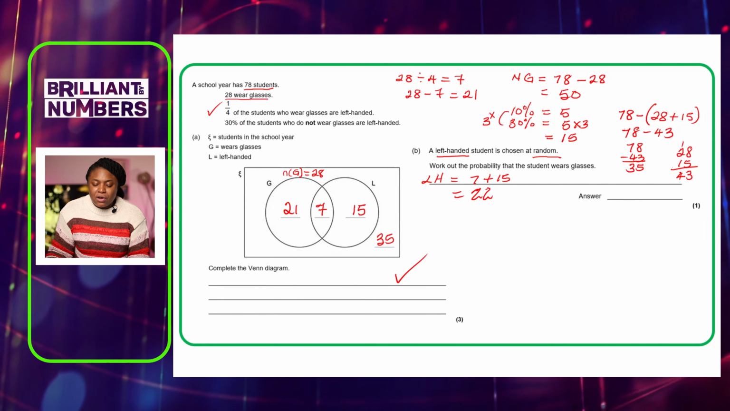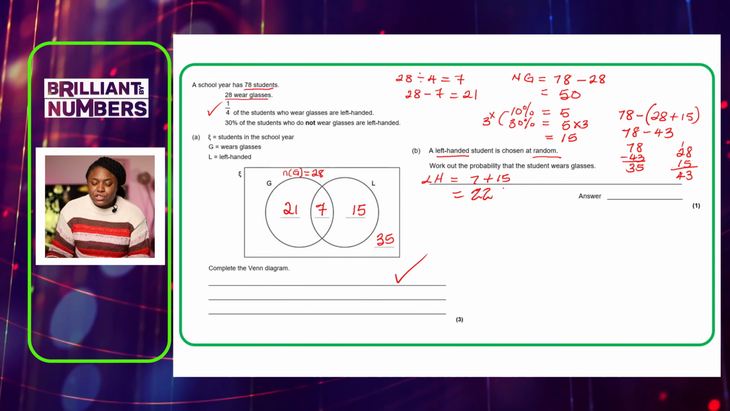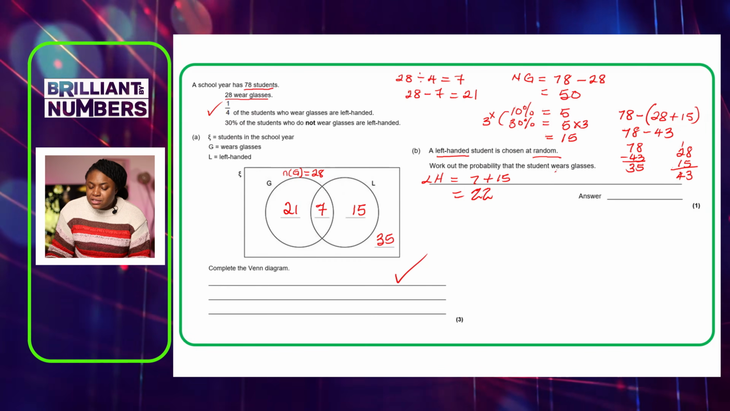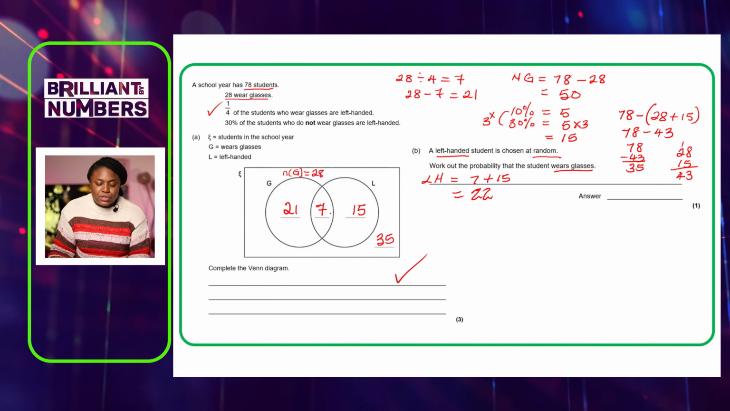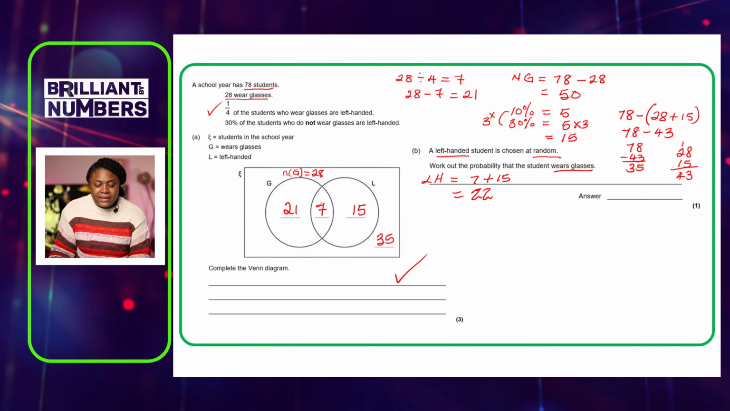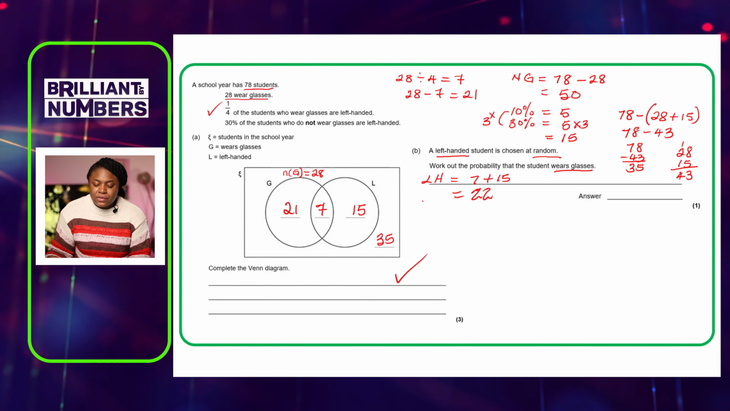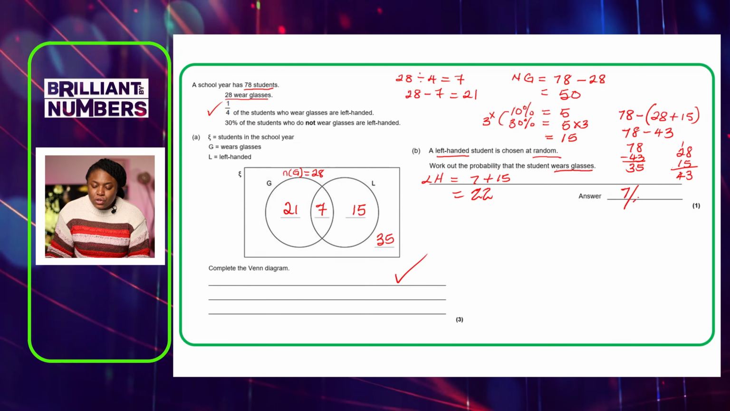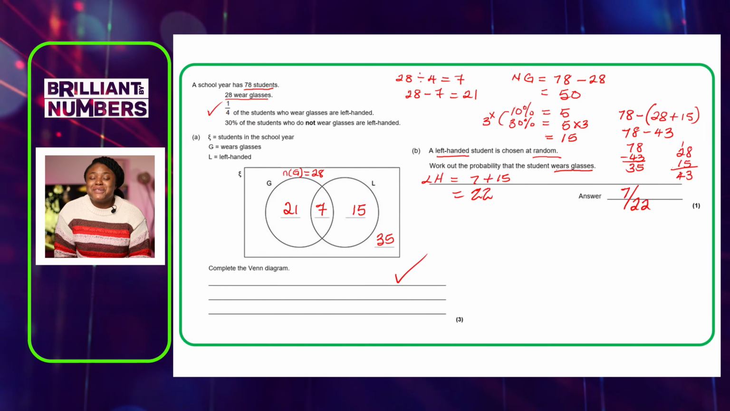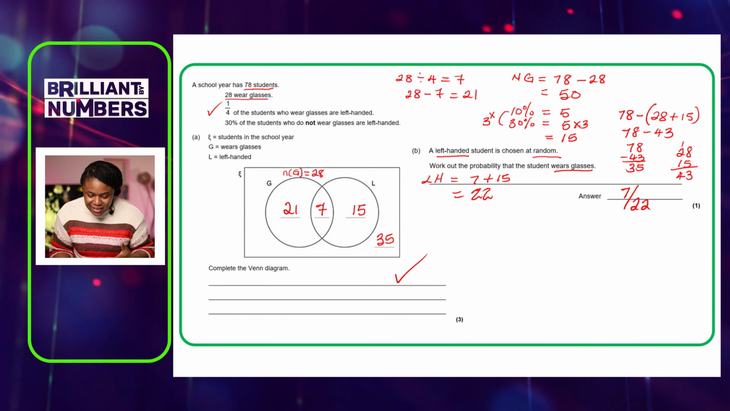So the total of the left-handed students is 22, but it says work out the probability that that student wears glasses. So this is conditional probability. So glasses for the left-handed student is 7 out of the total. So that's 7 out of 22. Cannot be simplified any further. So we have to keep that for our answer. Beautiful.